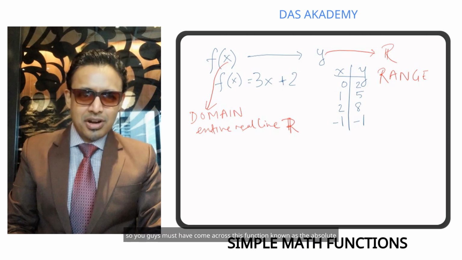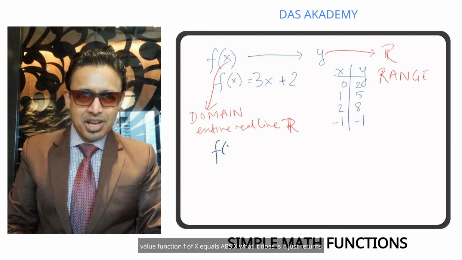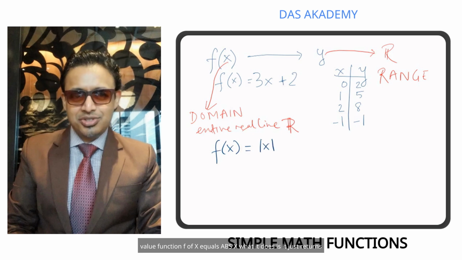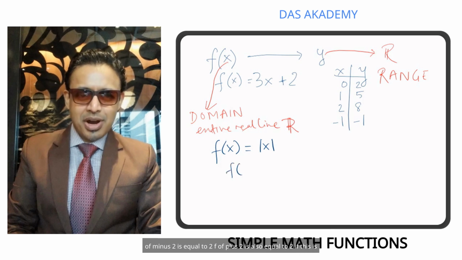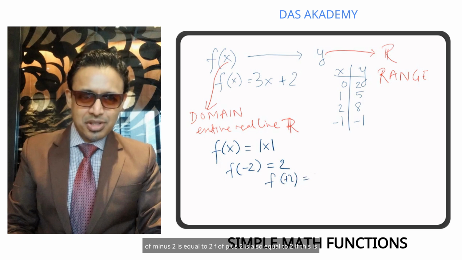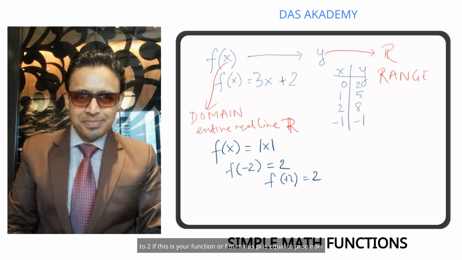You must have come across this function known as the absolute value function, f of x equals abs x. What it does is it just returns the numerical value of the number without the sign. So for example, f of minus 2 is equal to 2. f of plus 2 is also equal to 2 if this is your function. Or f of minus pi is equal to pi.